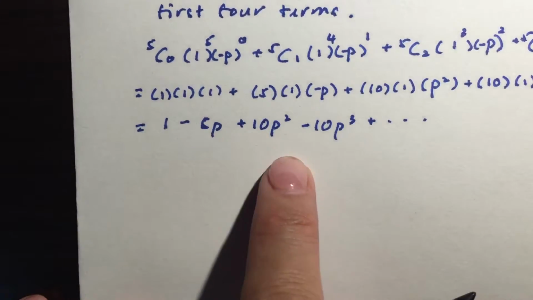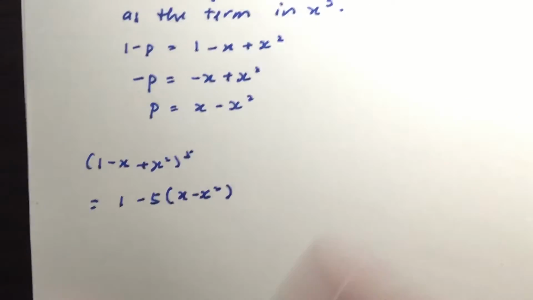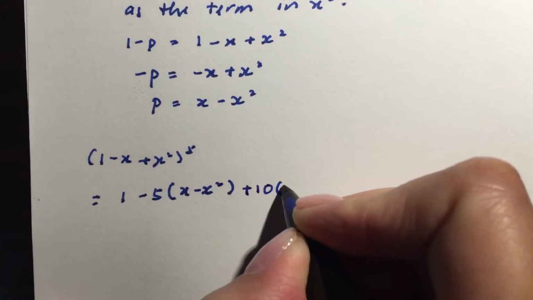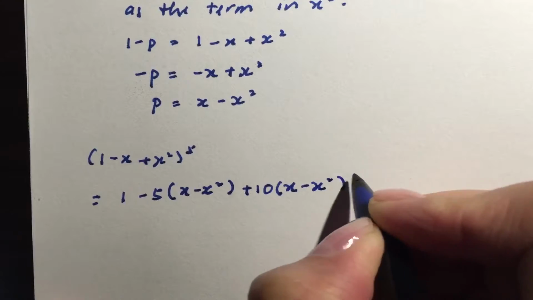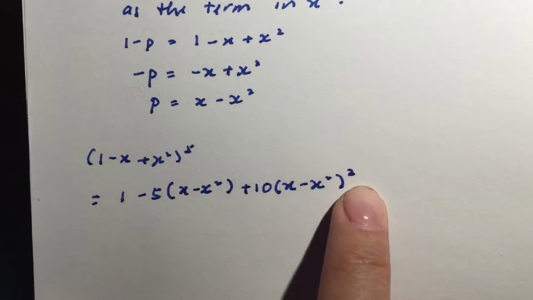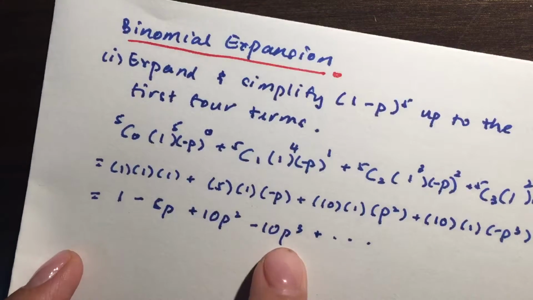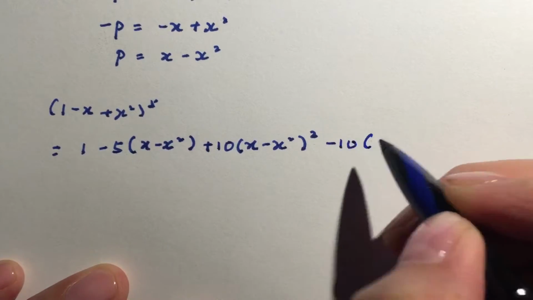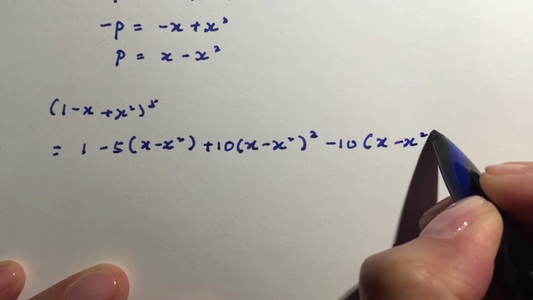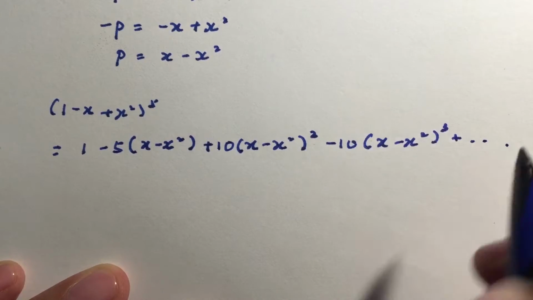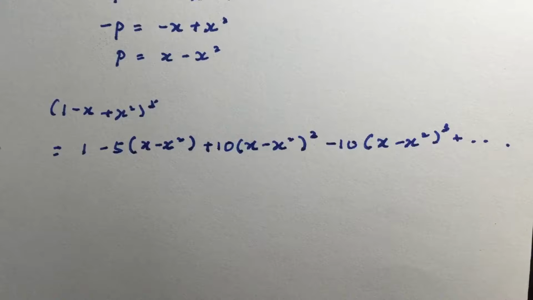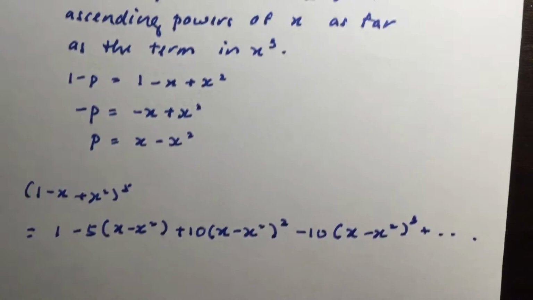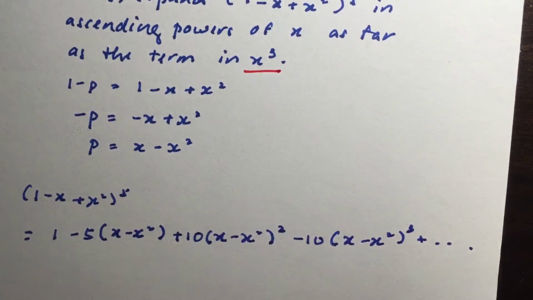Now the second term was plus 10p squared. So now I'm going to write plus 10 and p is supposed to be this, and then I have a square again outside there. Then the next one is minus 10p cubed. So I have minus 10 p cubed. Now, please be mindful of the question. They want you to have only the terms up to x cubed.